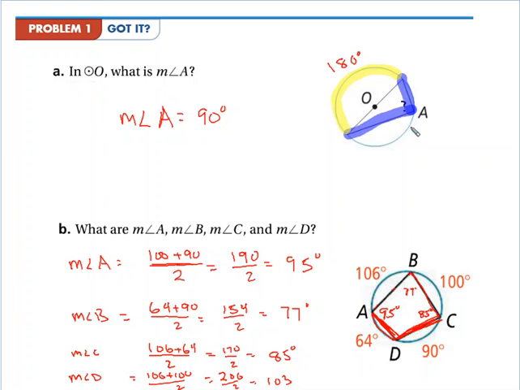Okay, so what I'd like you to check before we move on is that the 4 angles that we found do add up to 360, because any quadrilateral, regardless of whether there's a circle here, the total should be 360 degrees. Okay? Anyway, so the 4 angles were 95, 77, 85, and 103.